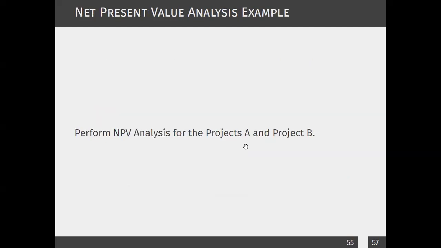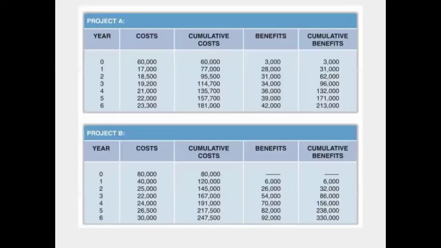So now let's perform the net present value analysis for project A and project B. To do that, you have to go back and calculate the values. Each of these values, you need to convert to the present value for today. So we need the costs and the benefits. Let me share this slide. Take a screenshot of this because we need it for the calculations.